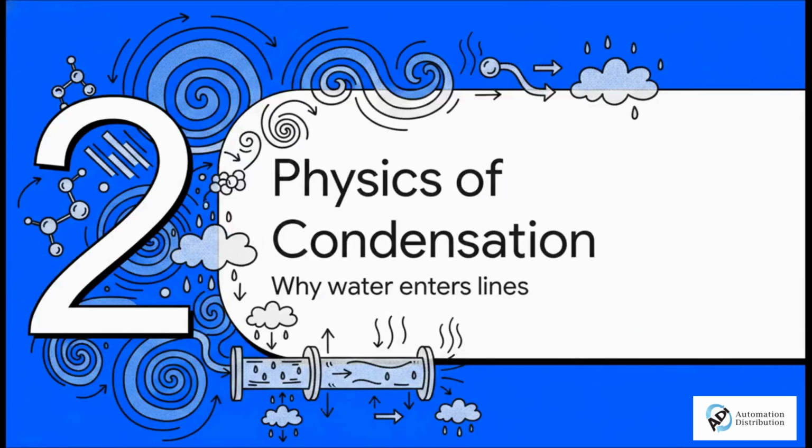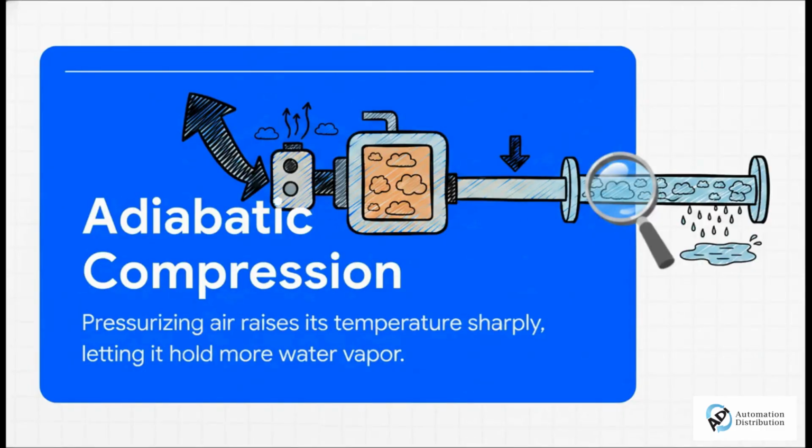Section 2. The physics of condensation. Why water gets into your lines. Now, what's really interesting about this is we have to understand the relentless physics at play here. Specifically, a thermodynamic process called adiabatic compression. See, all atmospheric air carries water vapor, always. When a compressor draws in that ambient air to pressurize it, the temperature inside rises sharply. And this hotter air can suddenly hold significantly more water vapor, which means your compressed air becomes heavily saturated.